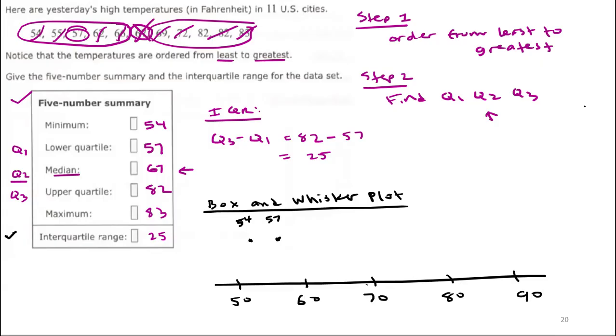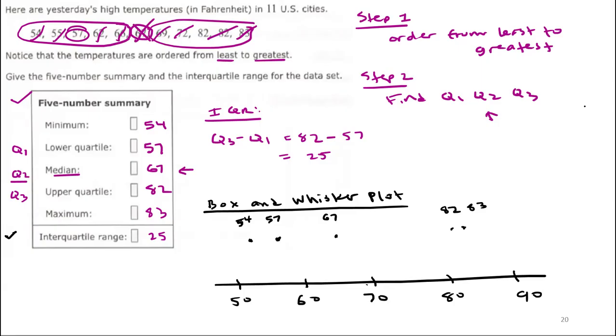And then our median is 67, so it's closer to 70. So I'm going to put a point there. And then 82 is the upper quartile, so that's closer to 80, so above 80. So put a point there. And then we have 83 maximum, so that's right next to it. So that's 83. Okay, so that's the first thing you want to do: plot those points, and then label them.